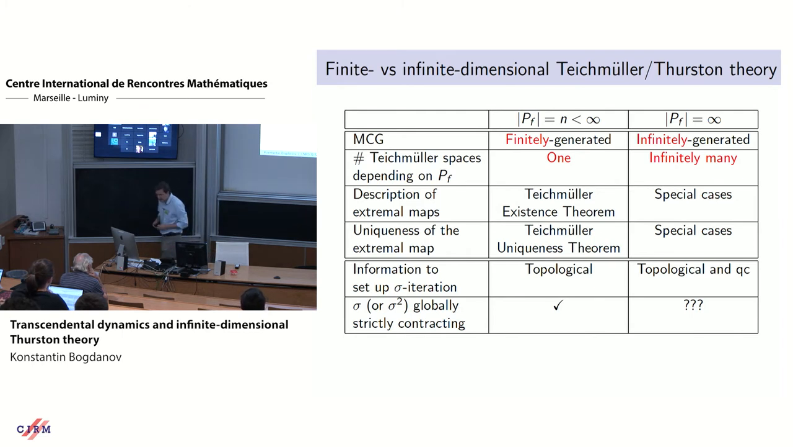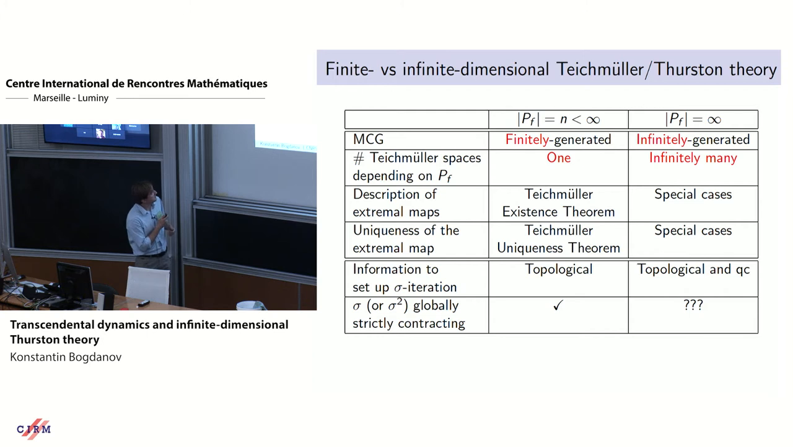The second thing is that, unlike in the finite case, there is in fact uncountably many different Teichmuller spaces. Here you already have problems on the level of the setup of the sigma map, because it's no longer enough to have just a topological branched covering. It might turn out that the sigma map you define this way will map between different Teichmuller spaces. So you sort of need an additional type of information about the complex structure.